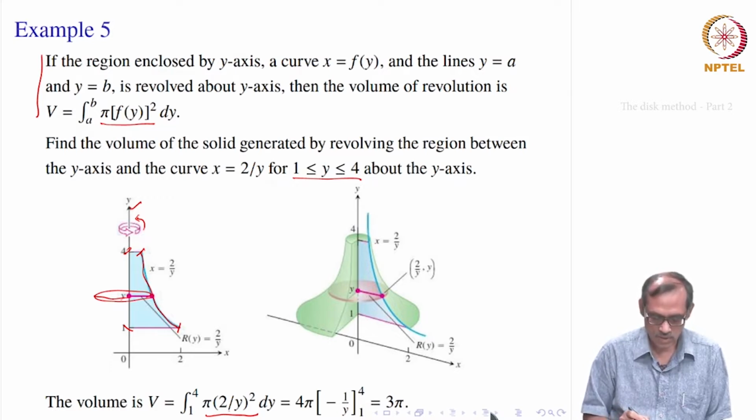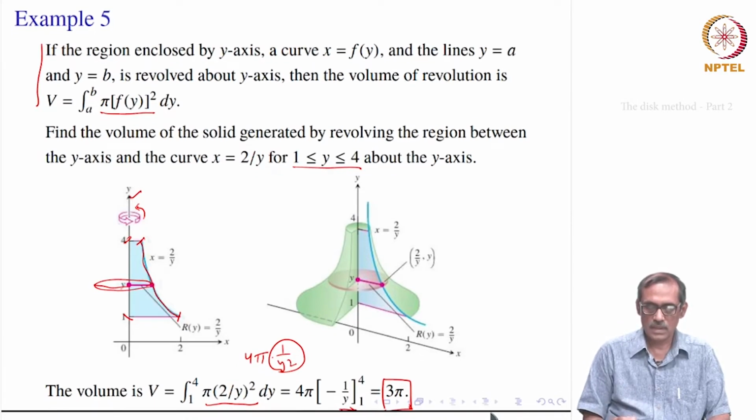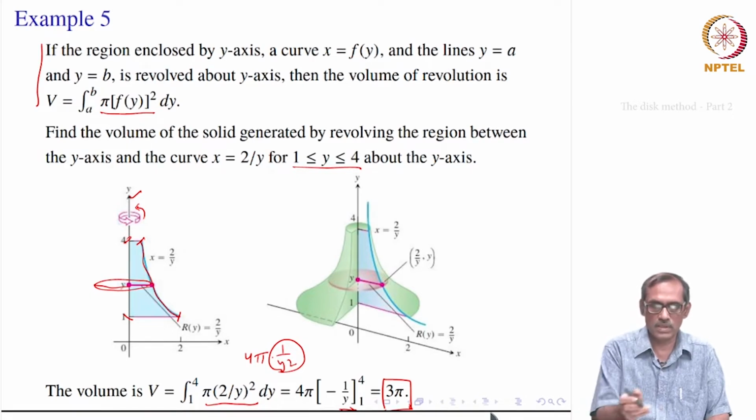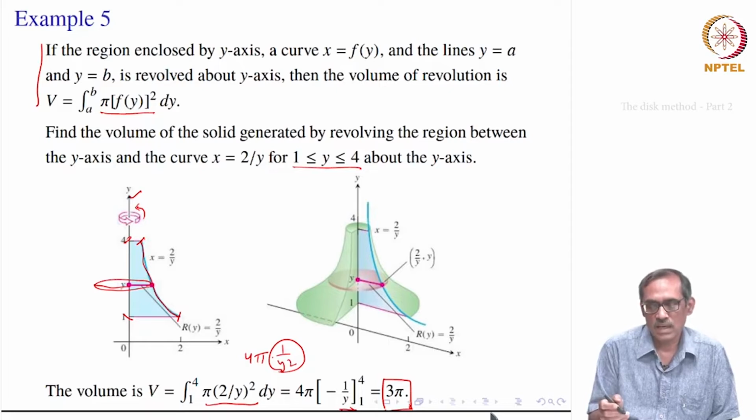And so it is 4 pi divided by y square, and this is to be integrated. 1 by y square has the integral minus 1 by y. Therefore, it is 4 pi times minus 1 by y evaluated at 1 and 4 and then subtracted. So, if you simplify, you would get the answer as 3 pi. So, now you see we can also do this while revolving some region around the y axis. Okay.